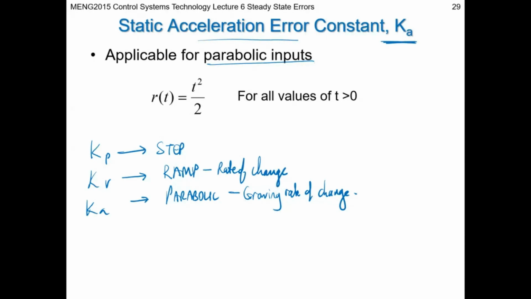And if we have a finite value, that means that the system can track a parabolic input. If we have a zero value, that means it can't track at all. It's going to have an infinite error. But if we have an infinite value for Ka, then that means that the system can actually follow a parabolic input and you have zero steady state error.